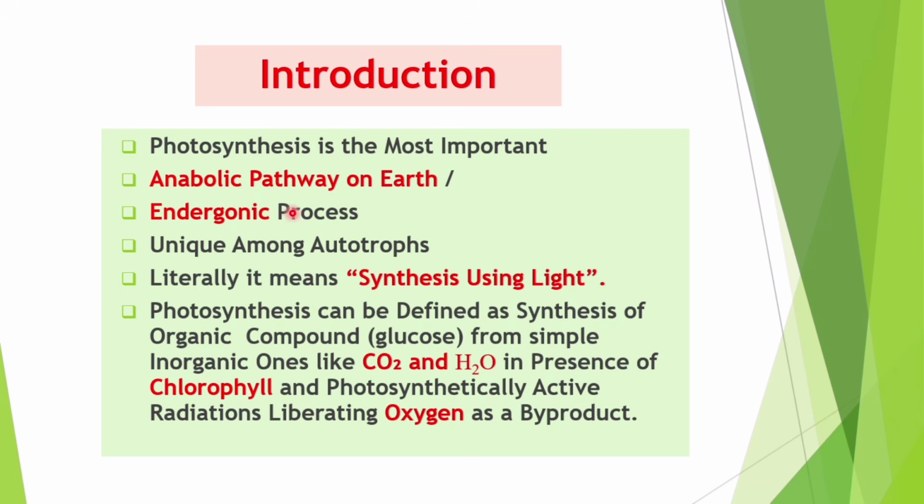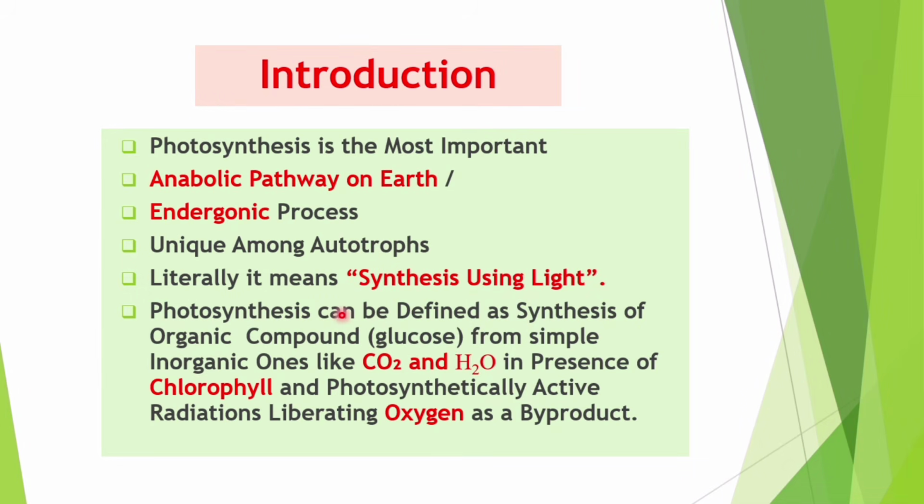Since energy input is used here, it's an endergonic process, because photosynthesis builds glucose from carbon dioxide and water using light energy. So it requires an input of external energy supply. That's why in photosynthesis you will see the products have higher free energy than the reactants. So it is unique among autotrophs. Literally, photosynthesis means synthesis using light.